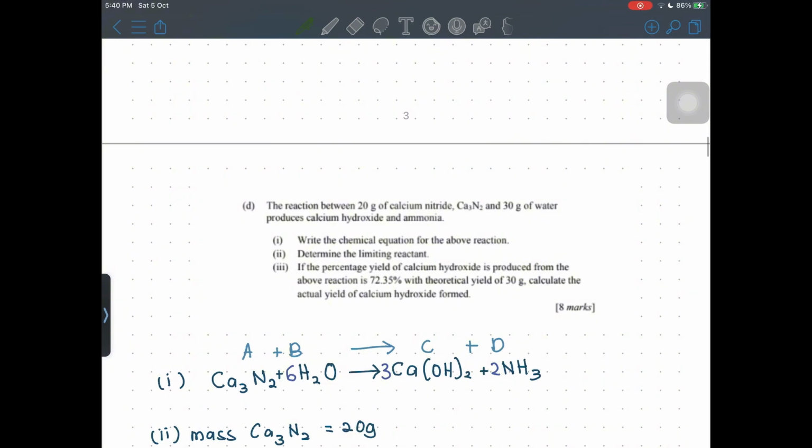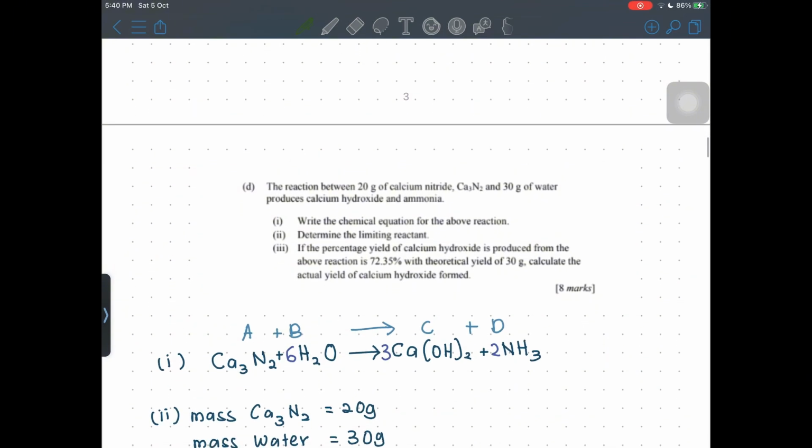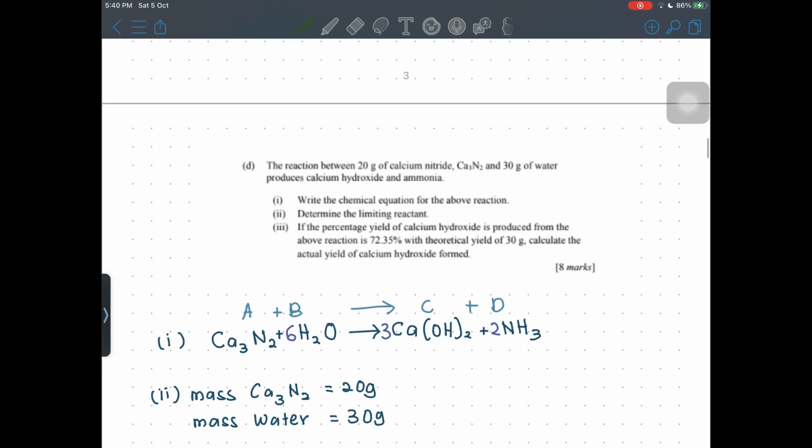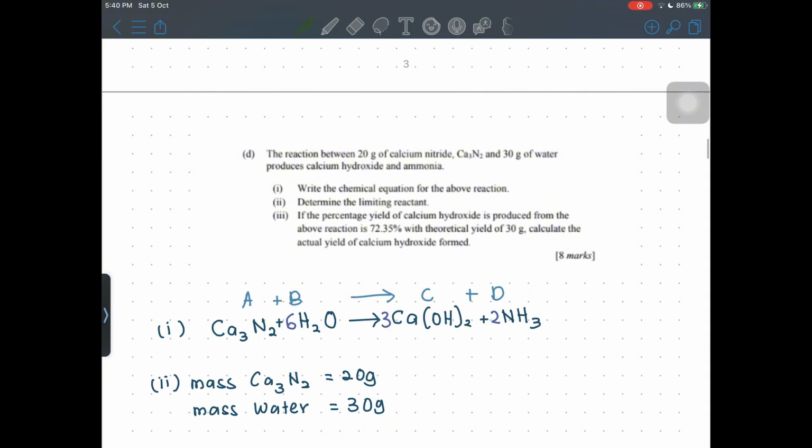Next, for question D, the reaction between 20 gram of calcium nitride, Ca3N2, and 30 gram of water produces calcium hydroxide and ammonia. So first Roman, write the chemical equation for the above reaction. So we can write the chemical equation by using A plus B produce C plus D. So A plus B is the reactant and C plus D is the product. So Ca3N2 plus H2O will produce Ca(OH)2 plus NH3, and then we need to balance it. So we will get Ca3N2 plus 6H2O will produce 3Ca(OH)2 plus 2NH3. The second Roman, determine the limiting reactant.